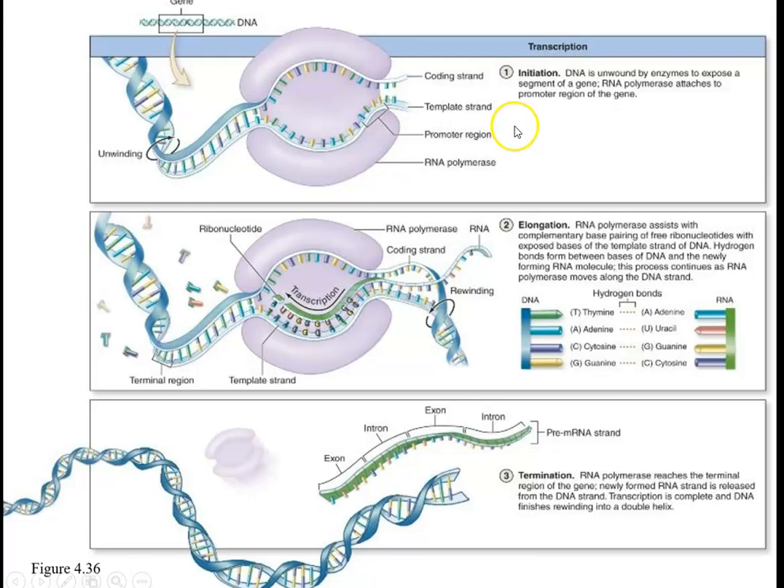And you can see that here we talked about initiation. DNA is unwound by enzymes, exposing a segment of a gene. Here's RNA polymerase. It attaches to the promoter region of the gene, and it's going to read this DNA, this gene, until it finds the termination region. Next, you have elongation. RNA polymerase assists with complementary base pairing of free ribonucleotides. So you have free ribonucleotides out here just floating around, and RNA polymerase essentially grabs these and puts them in the order that they're supposed to be in.